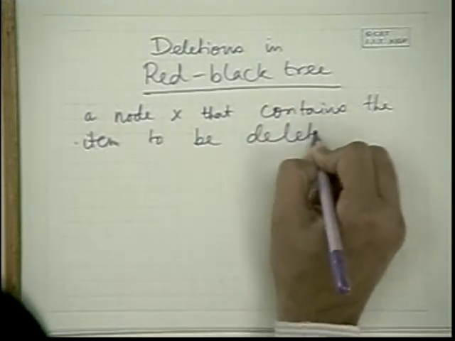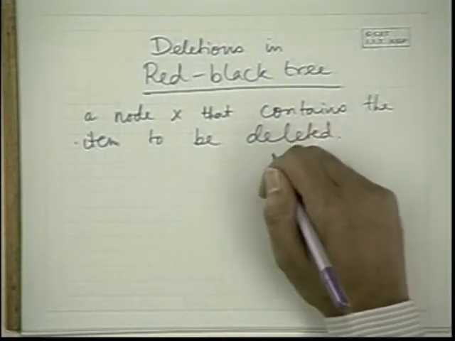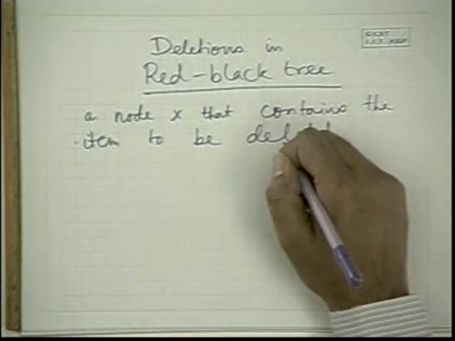There are two ways it can be specified to the deletion routine. Either we can say, delete this key value if it is present. In that case, you have to search for the key value in the binary search tree, get the node X and delete it. Or a pointer to the node X can be given to you directly. That way it is a little bit easier, but this should not cause any problem for us.